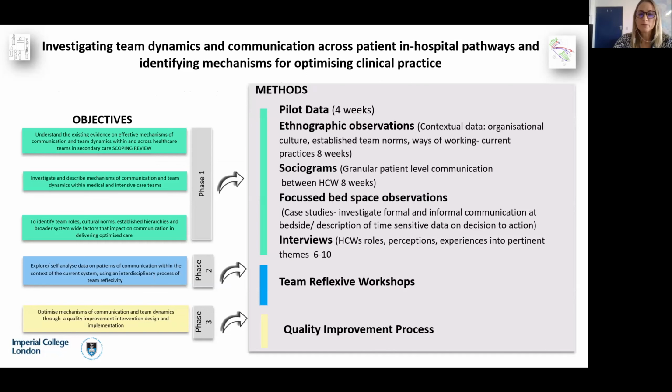So for the research, we will be using the same methods. We've tried and tested them. They work. They are reliable. And I'll start off with piloting the data, and then doing ethnographic observations as well as sociograms. To this, I will also add focused bed space observations, which help to investigate formal and informal communication at the bedside.